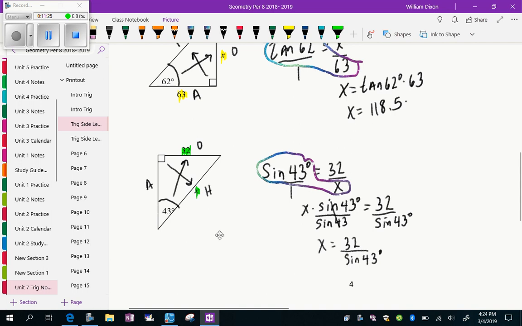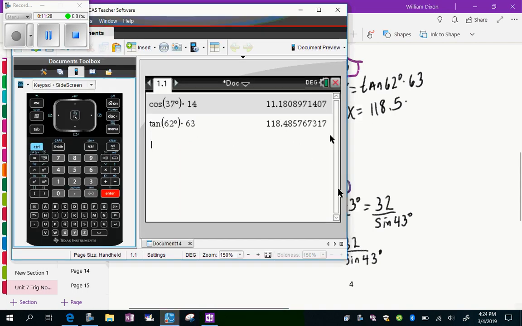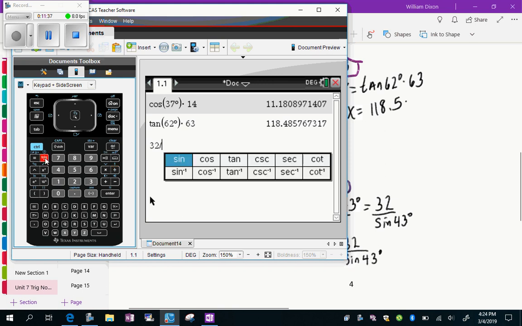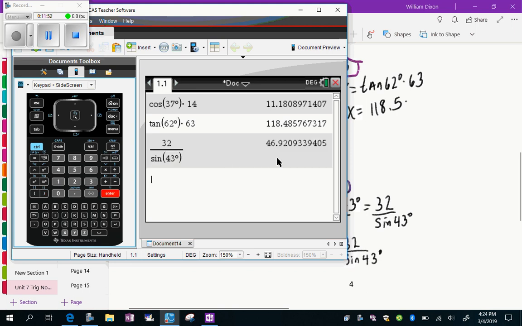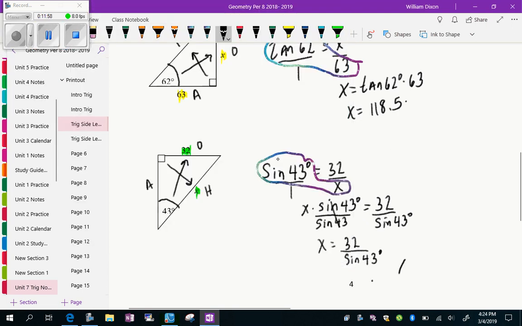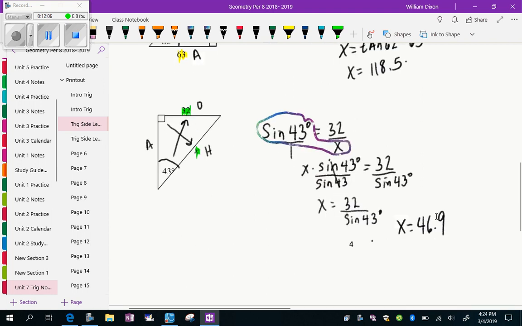Okay, let's go to our calculator. So I'm going to type in 32 divided by, go to Trig, sine, and it's 43 degrees. I'm going to close the parentheses, and I'm going to hit enter. All right, and I get an answer of 46.9. So I go back, x equals 46.9.